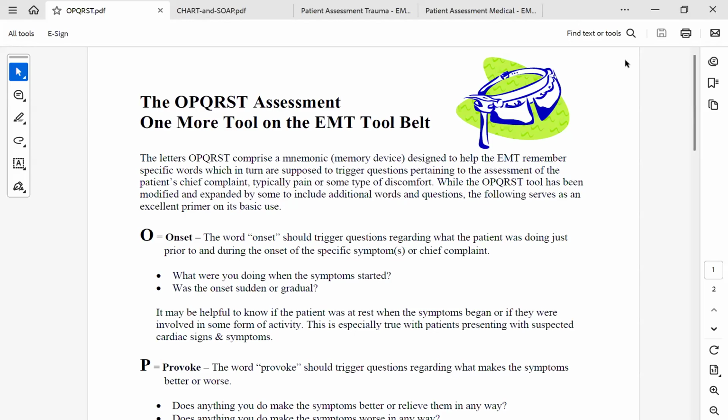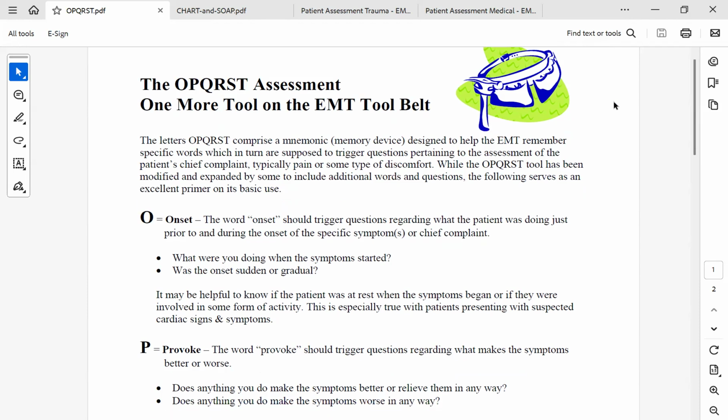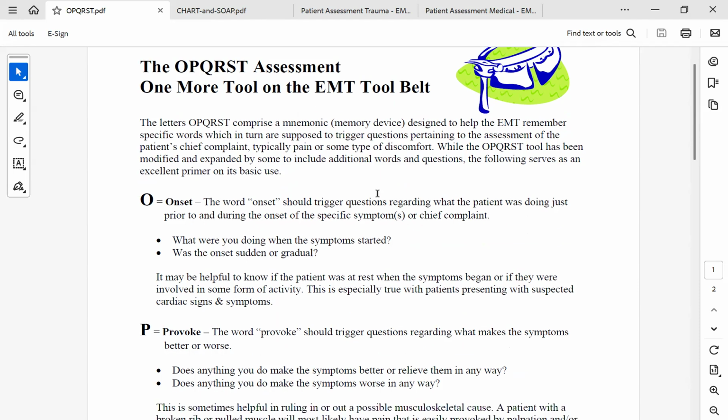So this is our OPQRST. So these are our other tool for asking questions. So instead of walking up to somebody and being like, "What's your onset?" This is our mnemonic that's going to help us remember what kind of questions to ask. So when it comes to onset, the word onset should trigger questions regarding what the patient was doing prior to or during the onset of a specific symptom or their chief complaint. I'm having chest pain. Okay. Well, what were you doing when those symptoms started? Was it sudden? Was it gradual? Things that are going to be beneficial to know. So onset is just asking those questions.